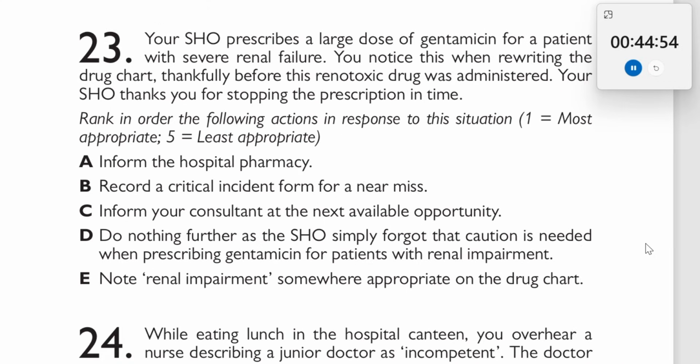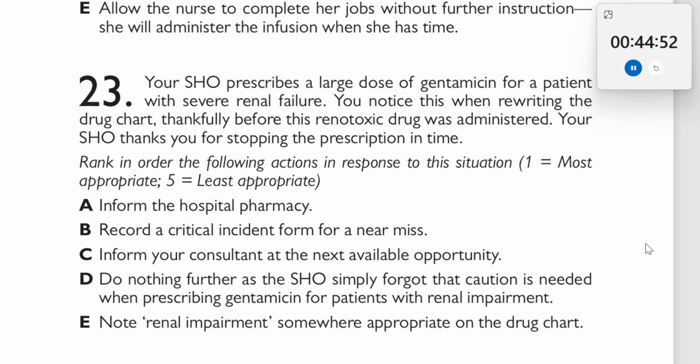Next, moving to 23. Your SHO prescribed a large dose of gentamicin for a patient with severe renal failure. You notice this when rewriting the drug chart. Thankfully, before this nephrotoxic drug was administered, you stopped the prescription in time. Your SHO thanks you. So, rank accordingly.